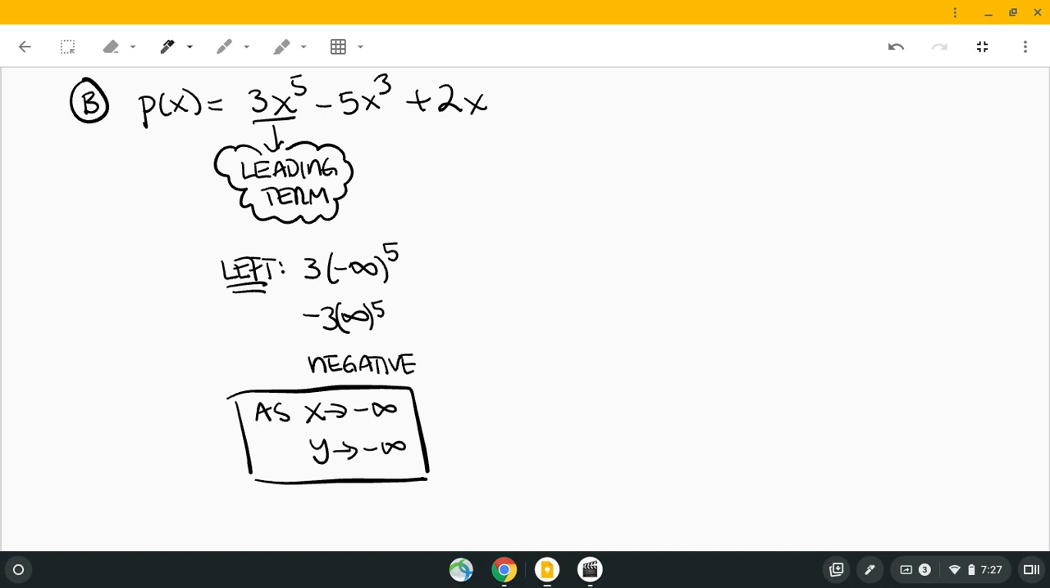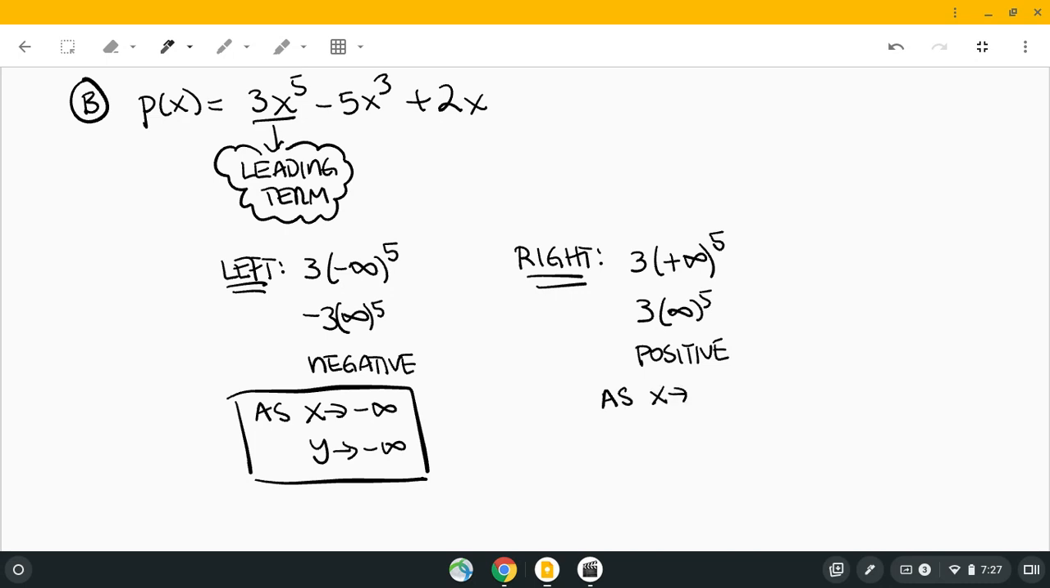Okay, let's go ahead and do the right-hand behavior. Okay, so the right side, x goes towards positive. So we're going to plug in positive infinity. Positive to the fifth power is still positive. And then we have infinity to the fifth. And so this is going to stay positive. All right, so on the right-hand side, our graph will climb. We'll go upward. So as x goes towards the right, positive infinity, our graph's y values will go up.